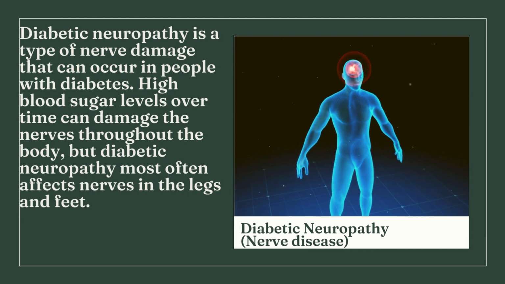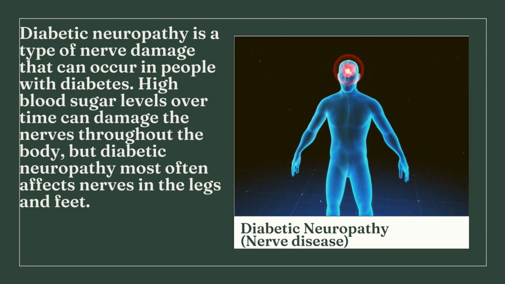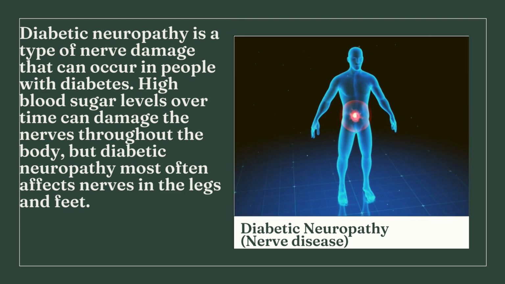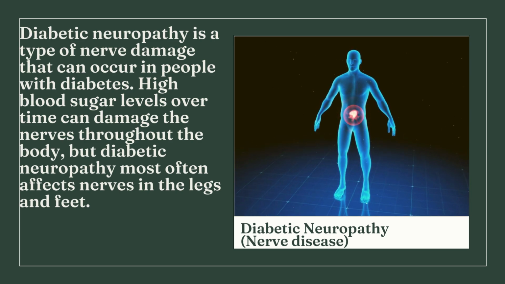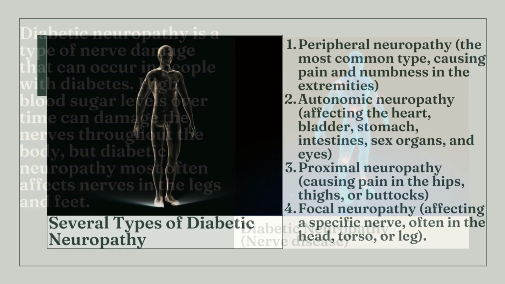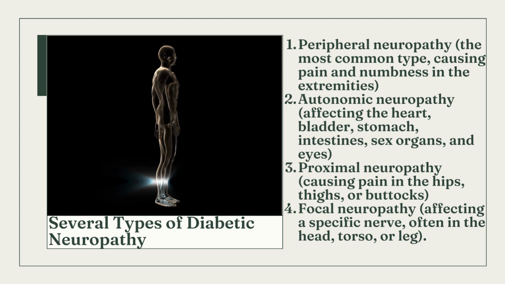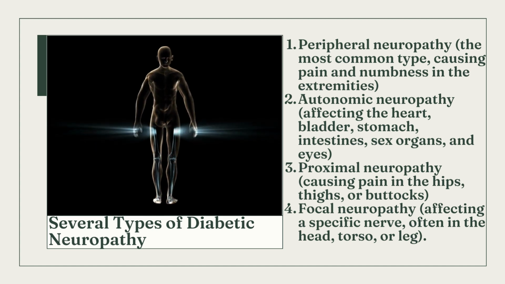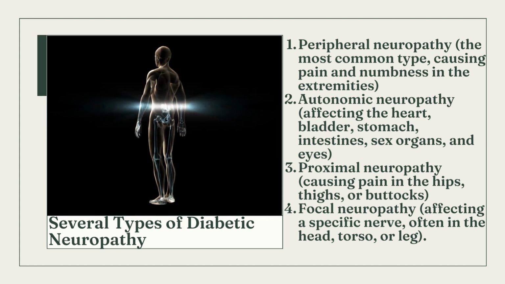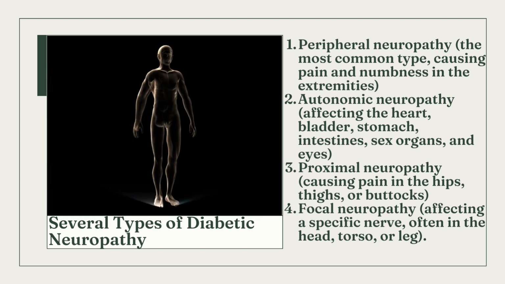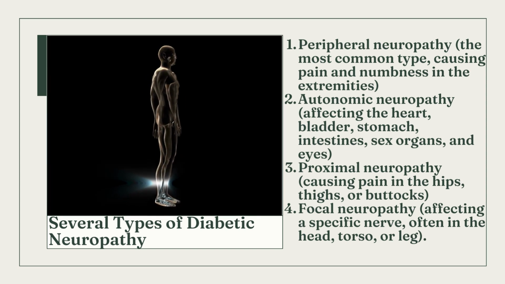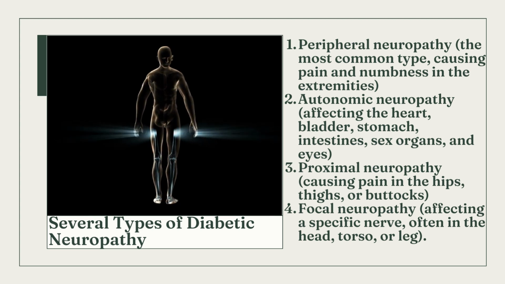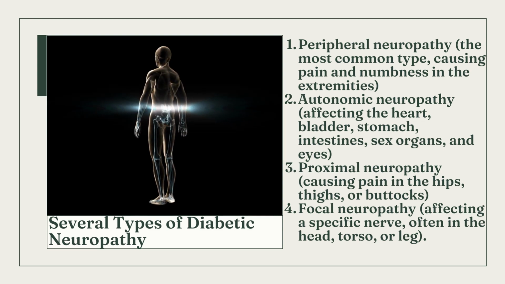Diabetic neuropathy. Diabetic neuropathy is a type of nerve damage that can occur in people with diabetes. High blood sugar levels over time can damage the nerves throughout the body, but diabetic neuropathy most often affects nerves in the legs and feet. There are several types of diabetic neuropathy including peripheral neuropathy, the most common type, causing pain and numbness in the extremities; autonomic neuropathy, affecting the heart, bladder, stomach, intestines, sex organs, and eyes; proximal neuropathy, causing pain in the hips, thighs, or buttocks; and focal neuropathy, affecting a specific nerve, often in the head, torso, or leg.